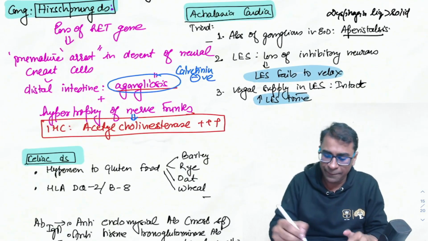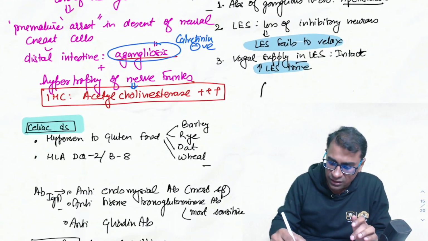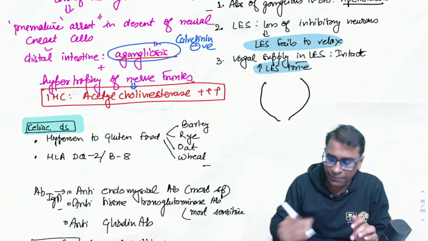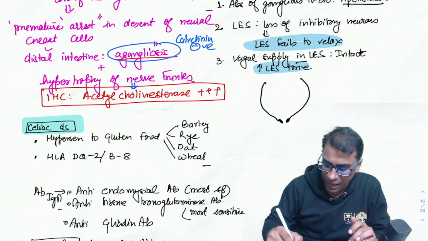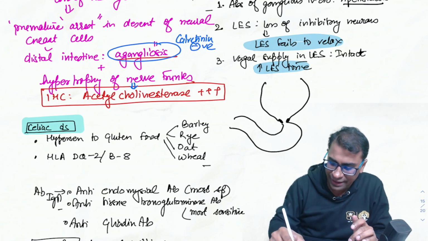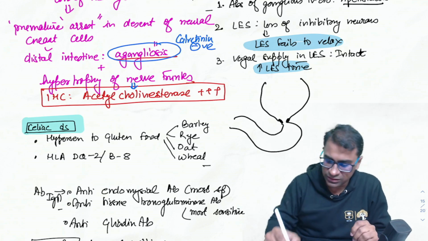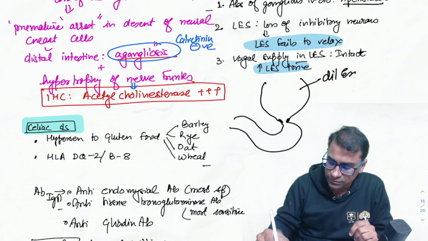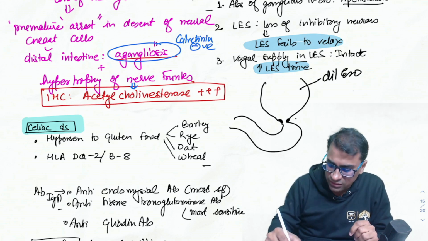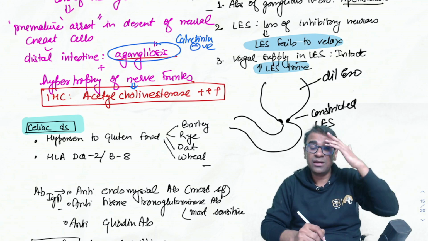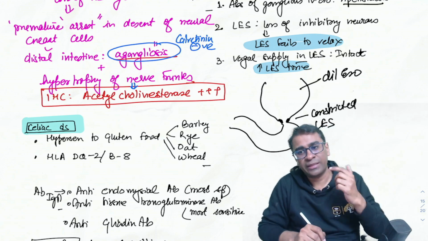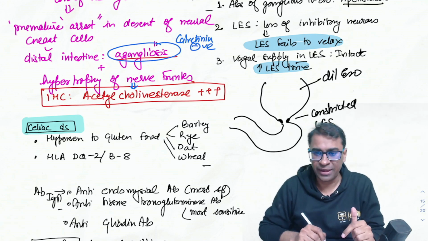So ultimately, what happens in achalasia cardia is there is a typical bird beak appearance in case of the barium swallow. The LES appears like this. This is the dilated esophagus, and this is the constricted LES. This appearance is called bird beak, especially seen in the barium swallow.